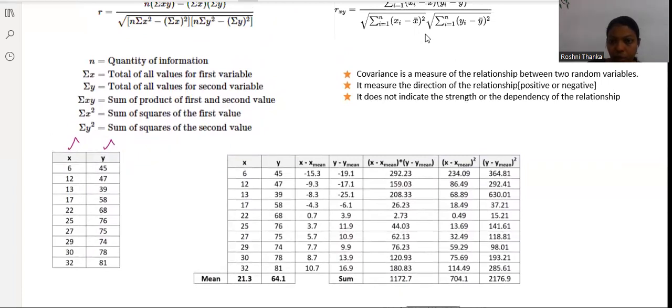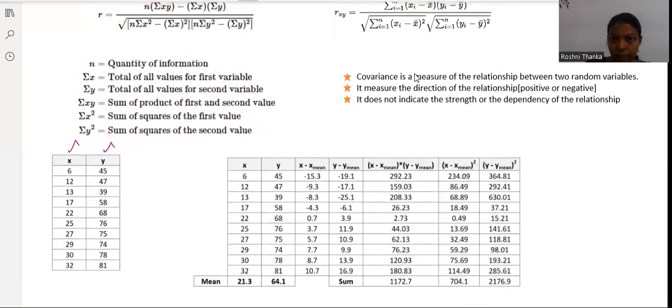Xi minus x bar, the whole square. Xi minus x bar we already found, so for that we want to find the square. Minus 15.3 into minus 15.3 will give you this value. And here again, yi minus y bar, the whole square. We already know yi minus y bar, so minus 19.1 into minus 19.1 you will get this value. So we found all the values individually.